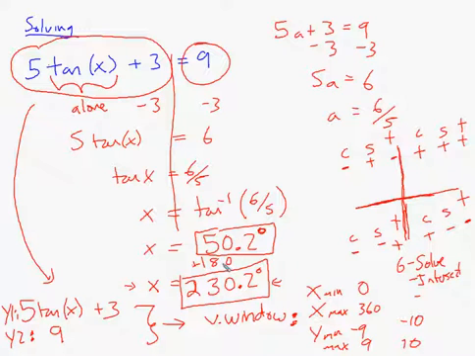Well, let's see. Maybe inverse tangent of 6 divided by 5. I got 50.2. Let's go to graph mode. I got 50.2 in graph. Okay, just give me a moment. Plus 3 to check what's going on here. 9. View window. Change my view window.